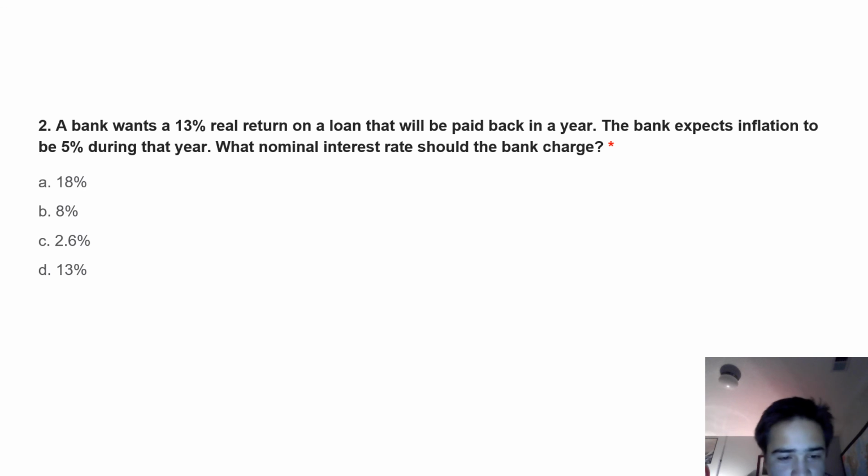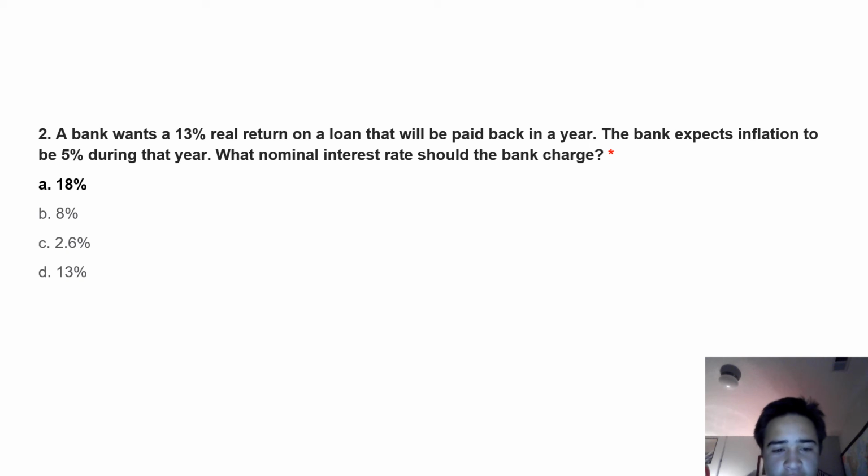Alright, let's see what the answer is. It is A, 18%, 13% plus 5%. So the inflation plus real interest rate is equal to the nominal interest rate in this case.